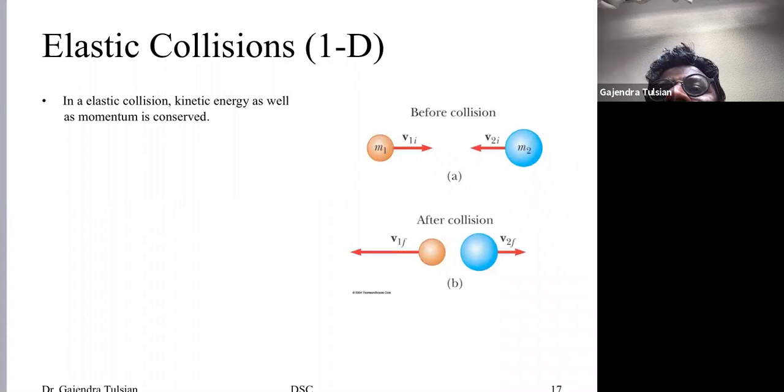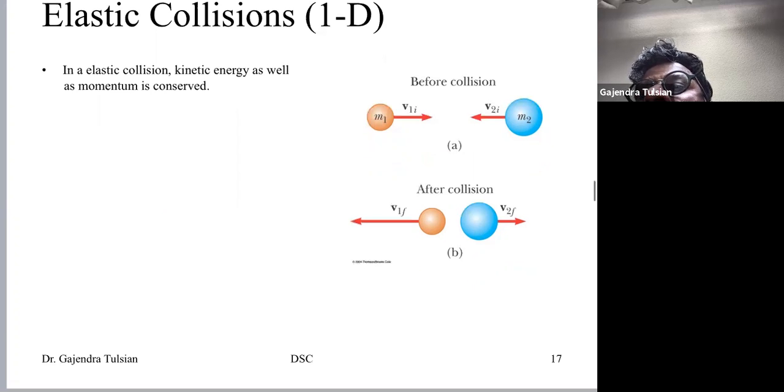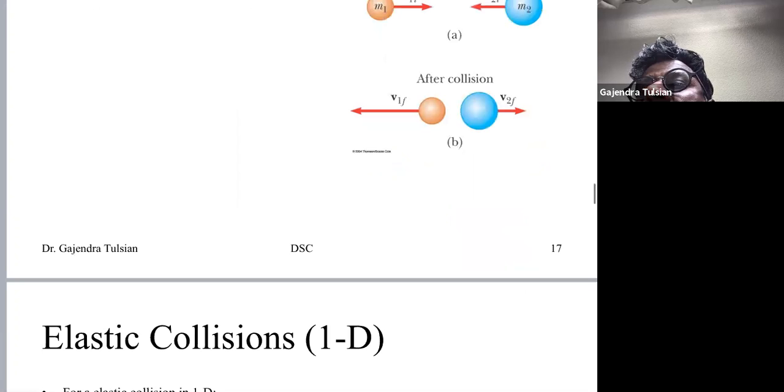Now we'll consider elastic collisions. What is an elastic collision? In all collisions, momentum is conserved, but in an elastic collision, kinetic energy is conserved as well. So when an elastic collision happens, the objects will never stick together, and you can go check out those links. There are links to simulations that you should try.